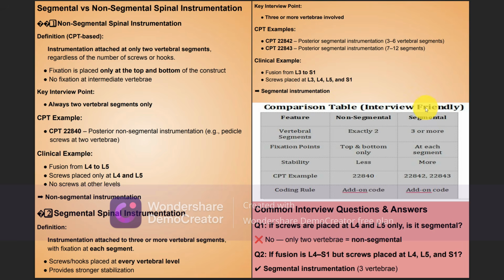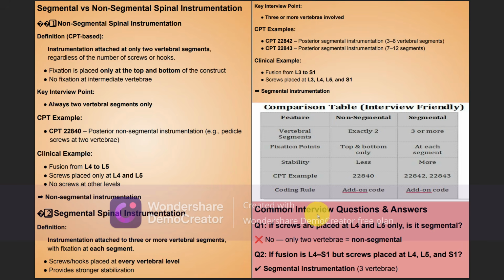Comparison table for interview purposes. Let's see the features, non-segmental or segmental. Vertebral segments: non-segmental exactly two, segmental three or more. Fixation points: non-segmental top and bottom only, segmental at each segment. Stability: non-segmental less, segmental more. CPT example: 22840 for non-segmental; 22842 or 22843 for segmental. Coding rules: add-on code.